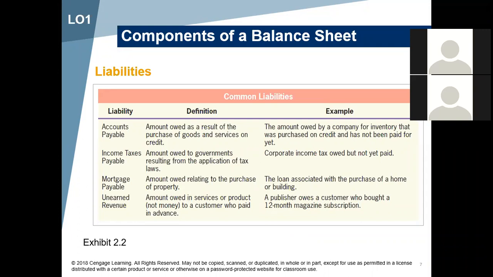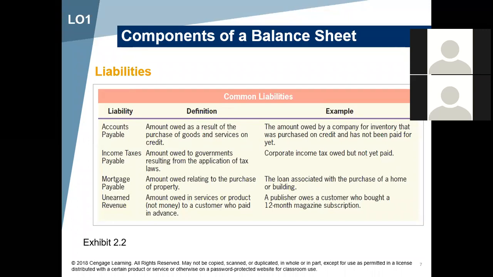You also have income taxes payable, meaning you will pay for it soon. You have also mortgage payable. Meaning you borrowed, and part of it is you mortgaged your own house. That's why it is part of mortgage payable. So it is the amount owed relating to the purchase of property, the loan associated with the purchase of a home, usually a home loan.